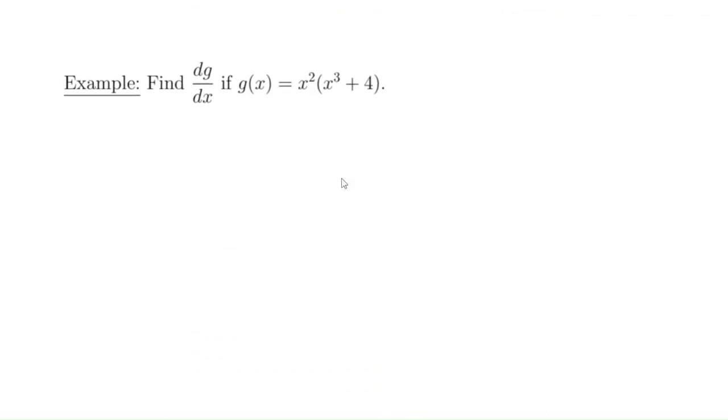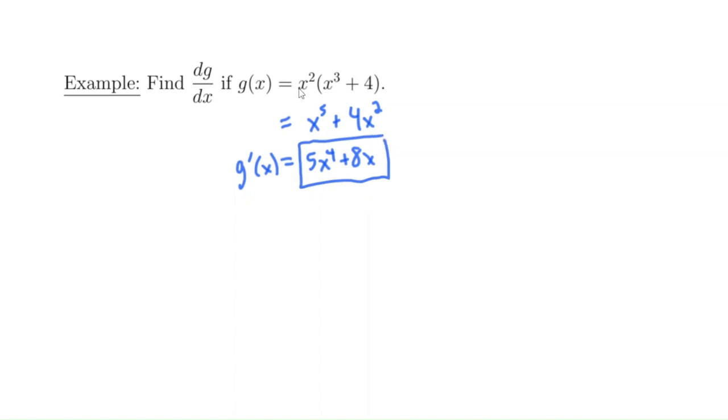Now, the next example says to find dg dx, or g prime of x, if g of x is equal to x squared times the quantity x cubed plus 4. Okay, now again, here's another problem where we could do it in two different ways. One way to do it would be to simplify ahead of time. So we could rewrite this as x to the fifth plus 4x squared. Now notice I haven't done any derivatives yet. I've just rewritten what g of x is. And then we could do g prime of x by taking the derivative of this. This would be 5x to the fourth plus 8x. So that's one way to do this problem, would be to simplify ahead of time.